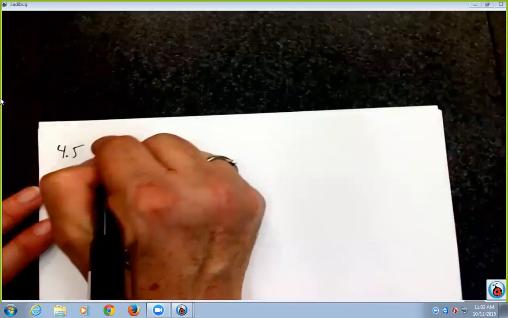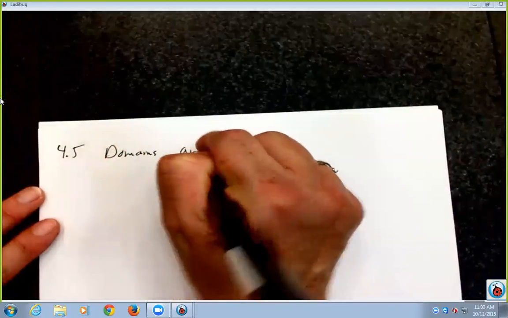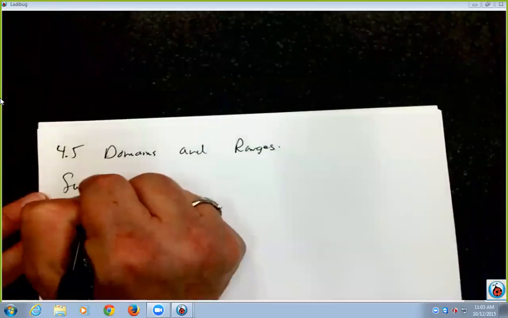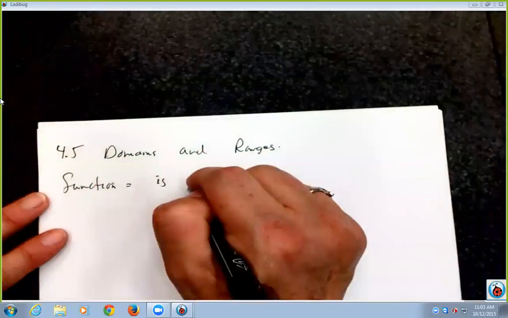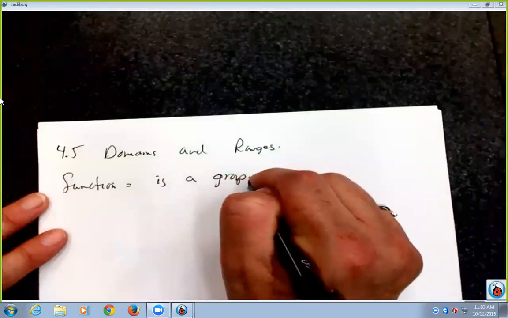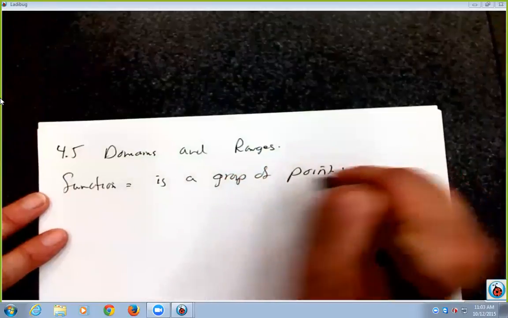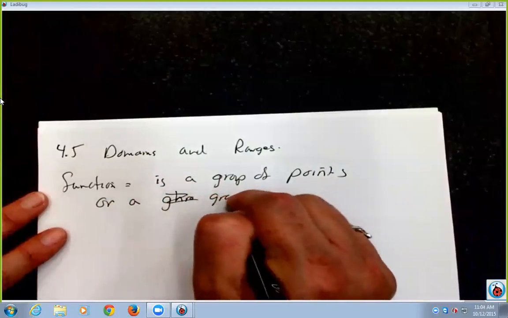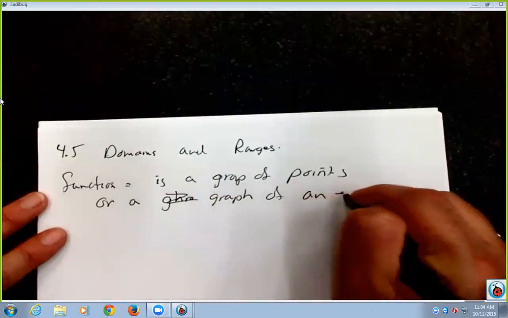4.5 is looking at domains and ranges. It's not real difficult to do as long as you get definitions down of what domains are and what ranges are. So in 4.5, domains and ranges. And also functions. A function is a group of points or a graph of an equation.